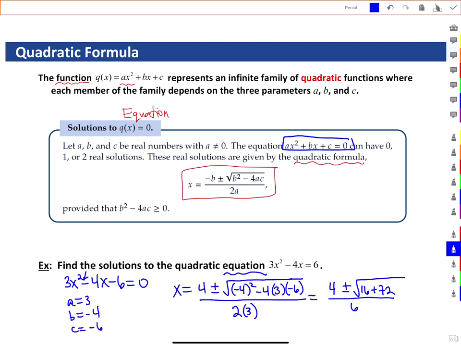And then finally I can add my 16 and 72 together, so this gives me 4 plus or minus the square root of, I believe that's 88, all over 6. You can break this down some more too if you really care, but that's going to give us my 2 solutions.